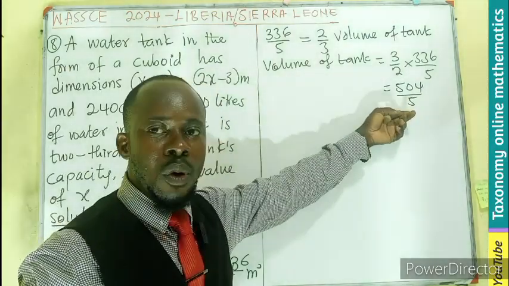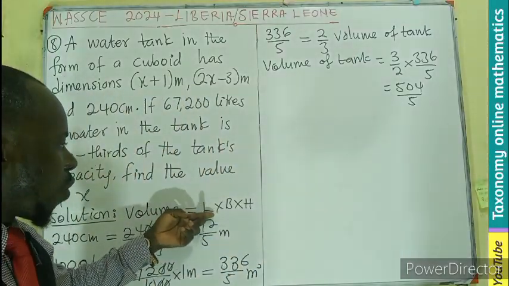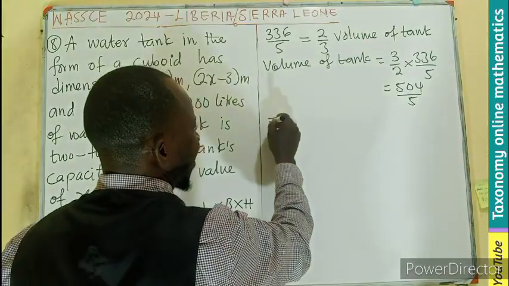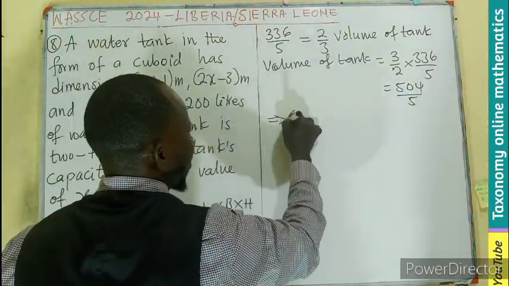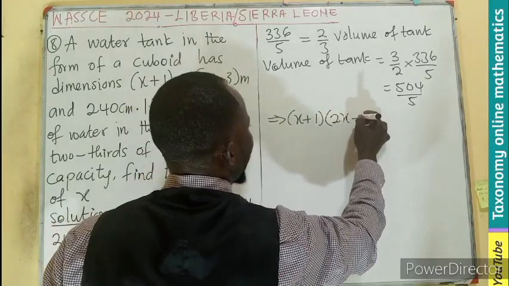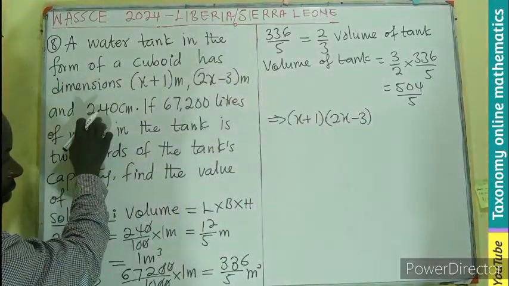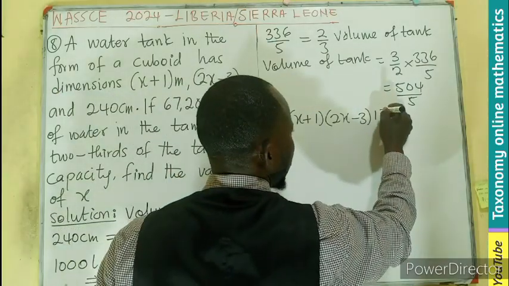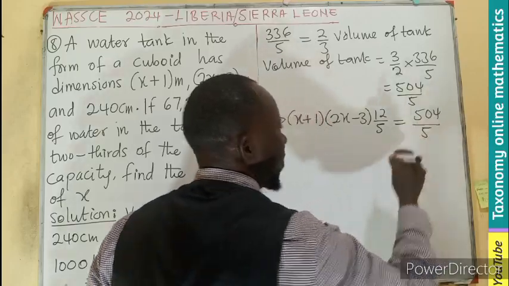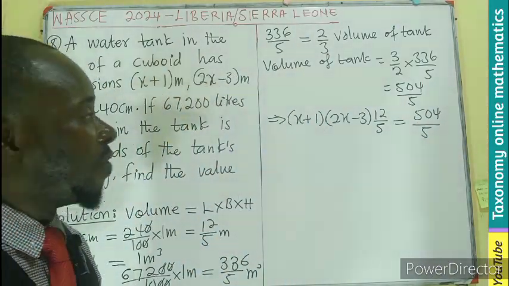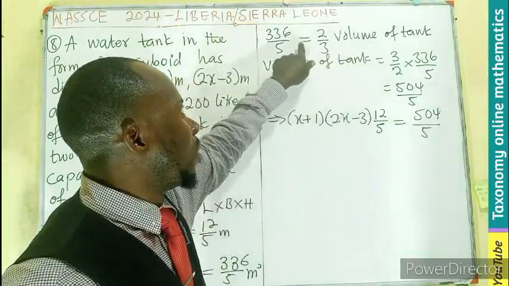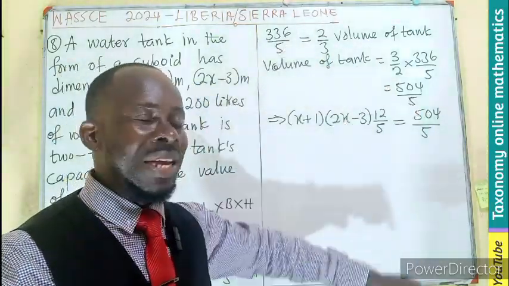So this is the volume of tank, which is going to be equal to the multiplication of the dimensions. So this implies that the length x plus 1 times 2x minus 3 times this, which we have changed to be 12 out of 5, should be equal to 504 divided by 5. The capacity of the tank is this multiplication, and that equals this capacity. No more this. This is just the water that is inside.